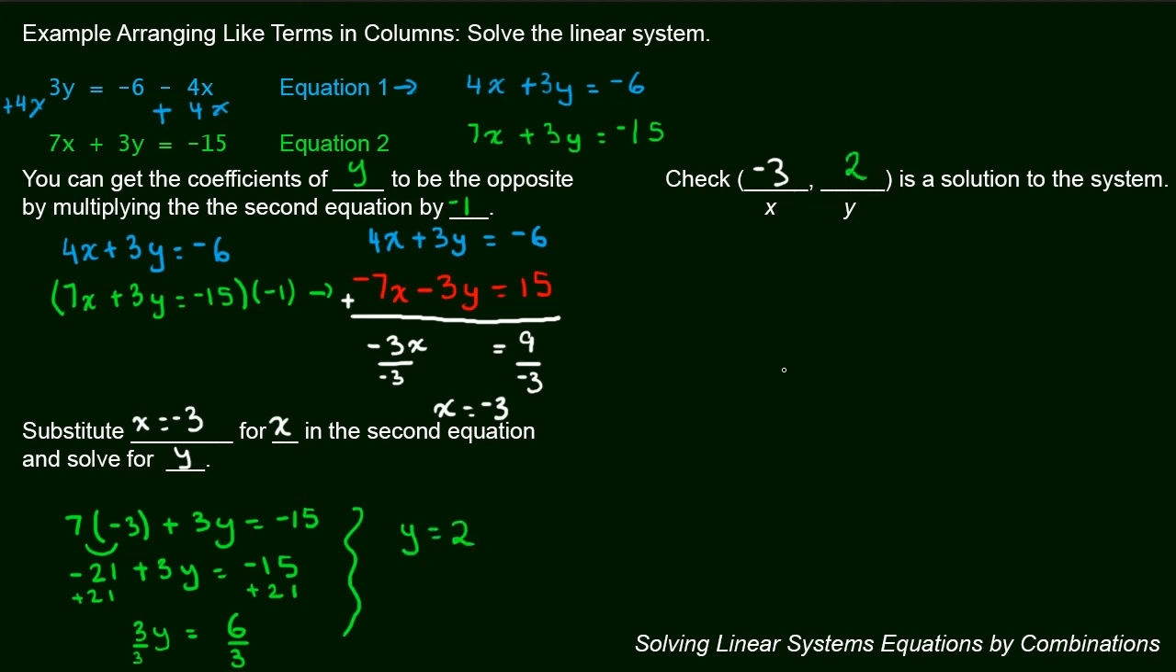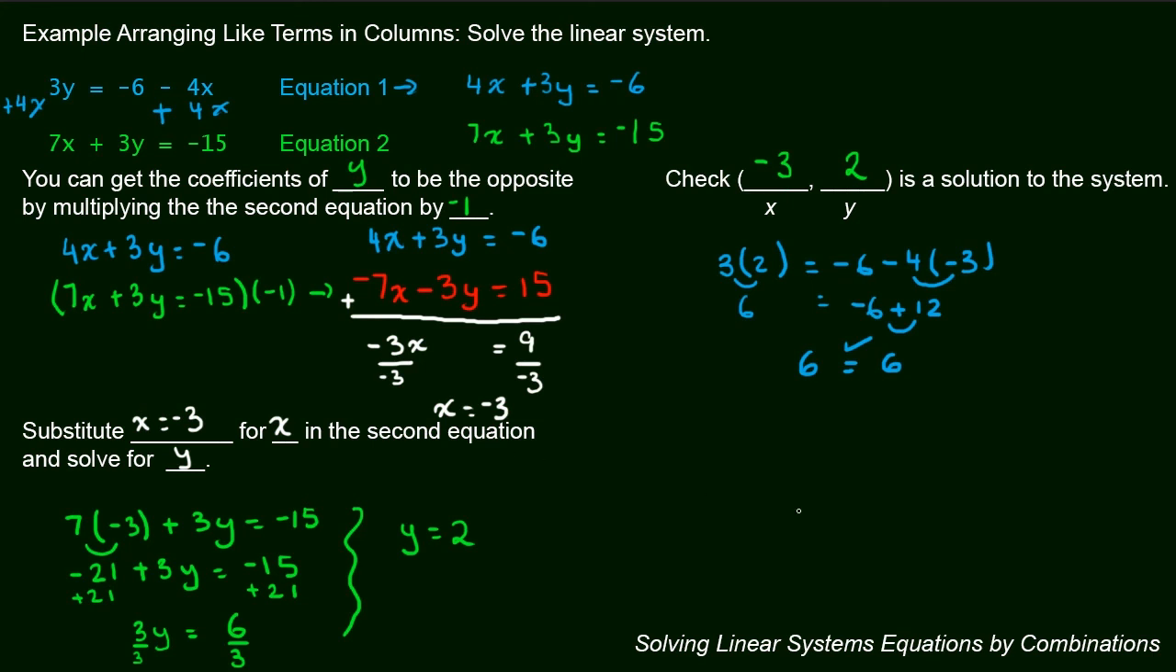I am now going to check my work and make sure that my solution of x equals negative 3 and y equals 2 works in my system. Taking our first equation, 3 times 2, does that equal negative 6 minus 4 times negative 3? 3 times 2 is 6. I've got negative 6. Negative 4 times negative 3 is a positive 12. Negative 6 plus 12, they're different signs, so I subtract and keep the sign of the bigger number, which gives me 6. Yes, that's equal to 6. So it works in the first equation.